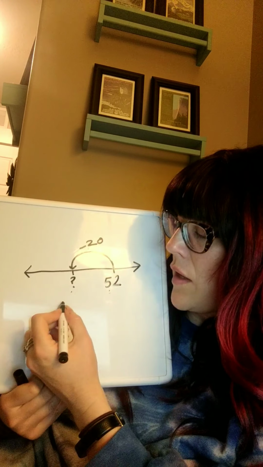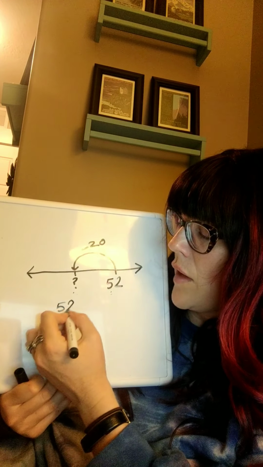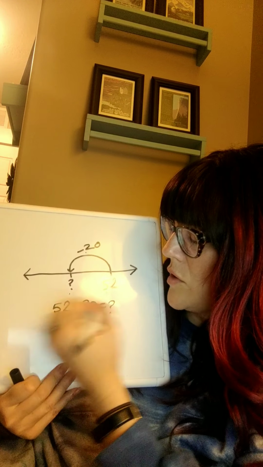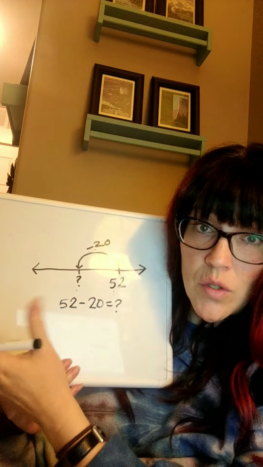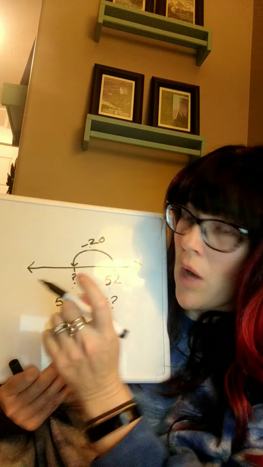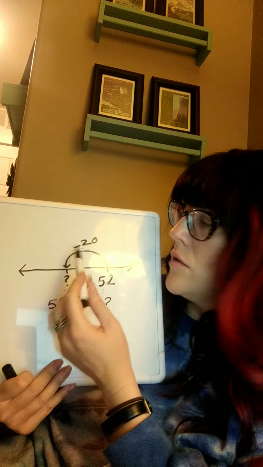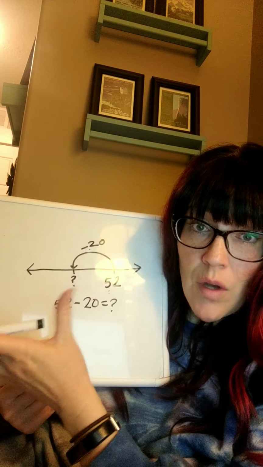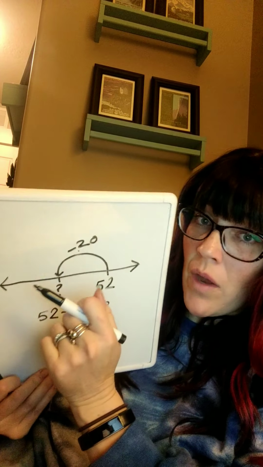Well, if you're thinking in your mind, I already know that, Mrs. Colson, it's going to be 52 minus 20 equals question mark, because we don't know how many birds are left on the tree yet. We haven't solved it. But we do know that we started at 52, 20 flew away, and we're trying to figure out how many are left.